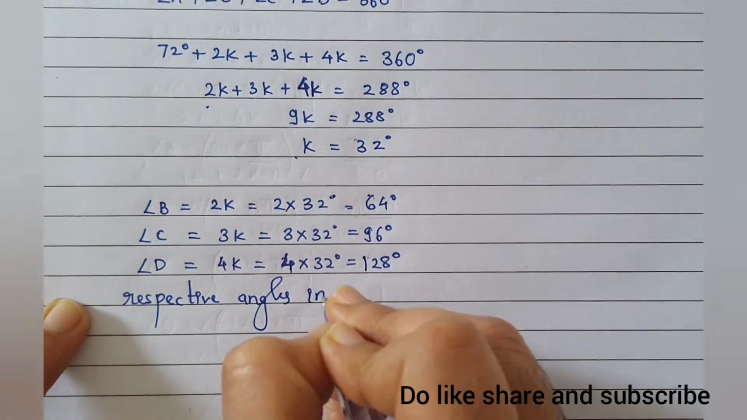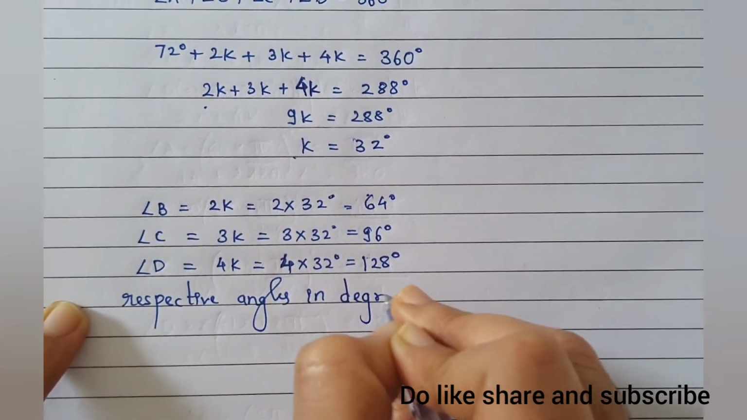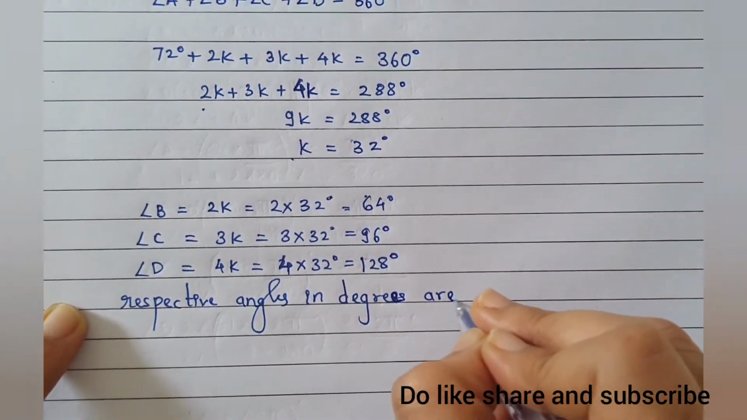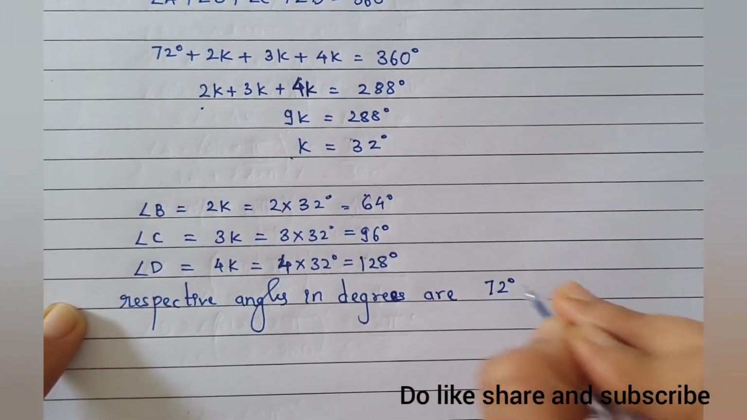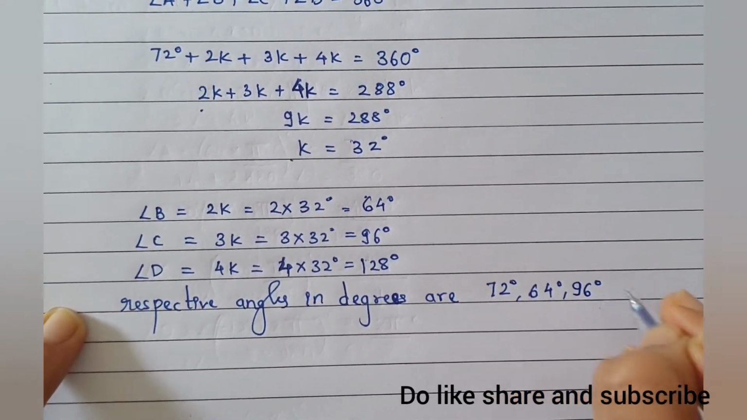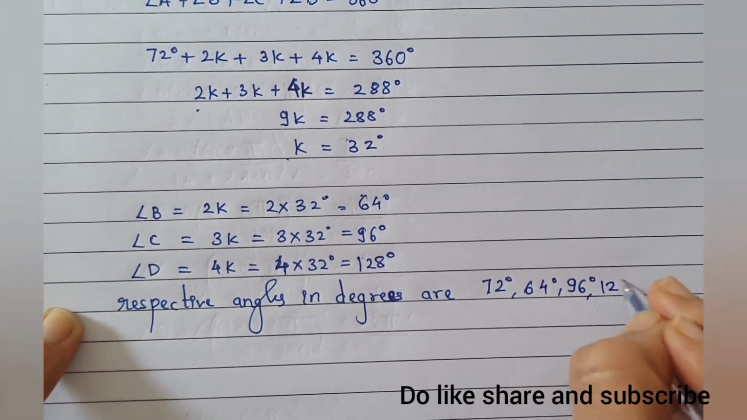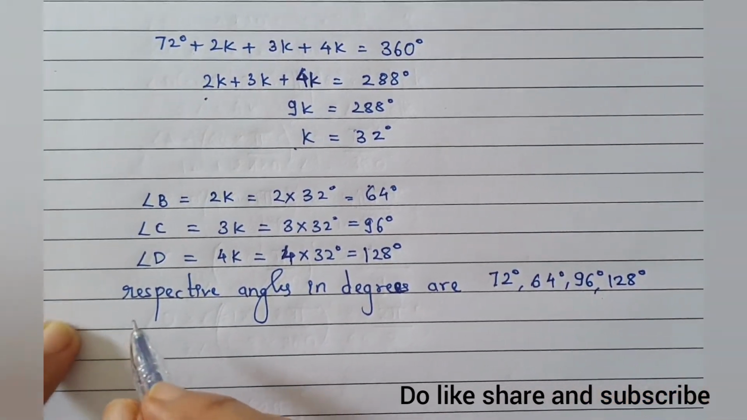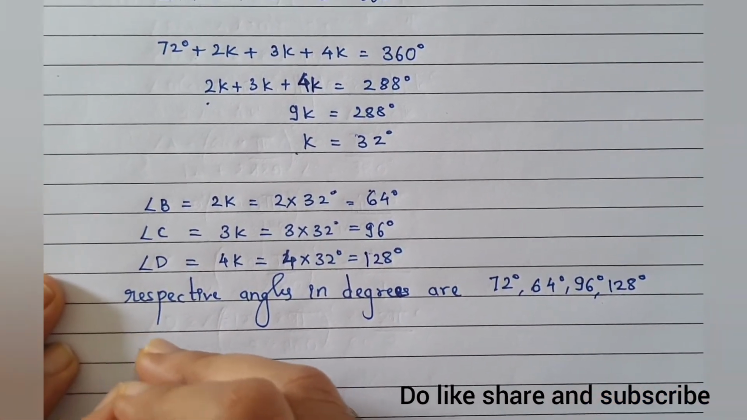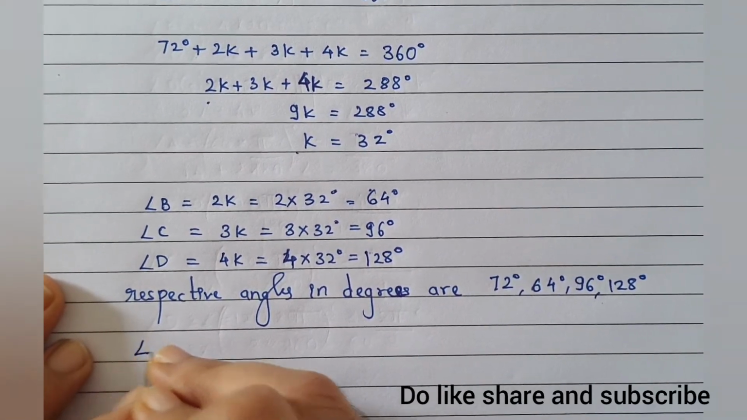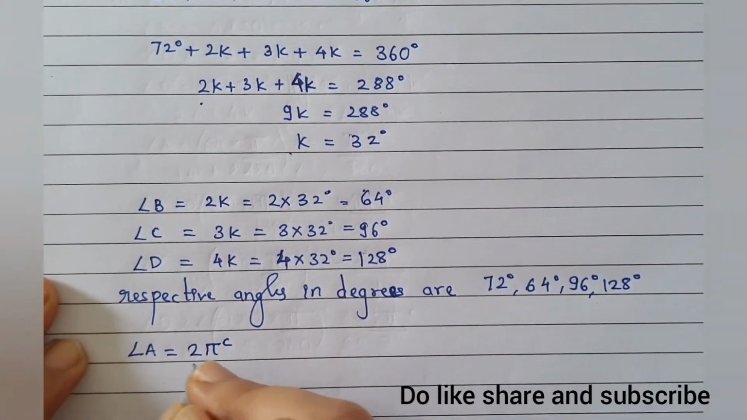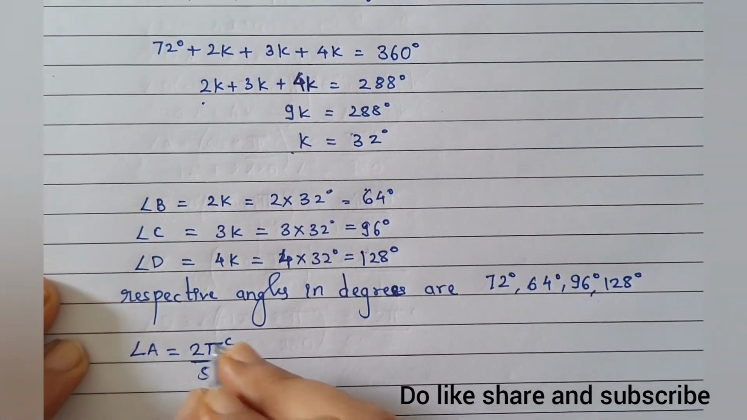Now the respective angles in degrees are 72 degrees, 64 degrees, 96 degrees and 128 degrees respectively. So in radians, we have first angle A already given as 2 pi by 5 radian.